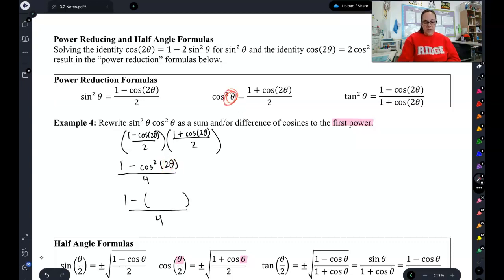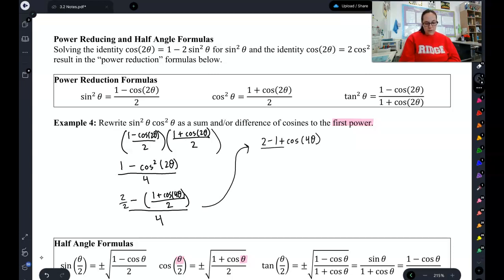So if I put 2 theta here, that would make this inside 4 theta. It's still doubled. So we get 1 plus cosine of 4 theta all over 2. Let's combine some like terms. To do that, I need a common denominator, so I'll change that 1 to 2 over 2. And then I can combine my numerators all over my common denominator of 2, all over that 4.